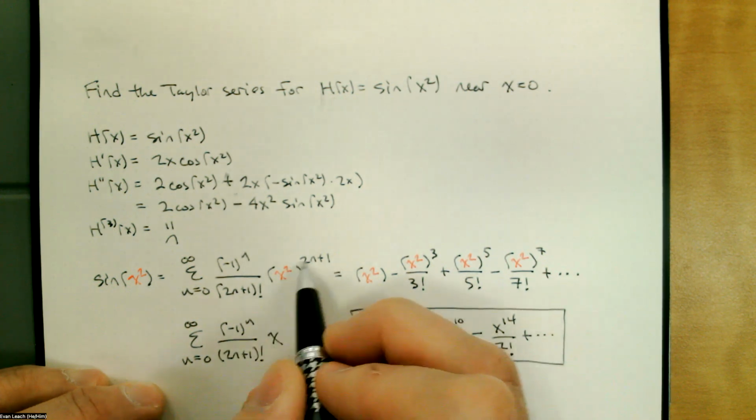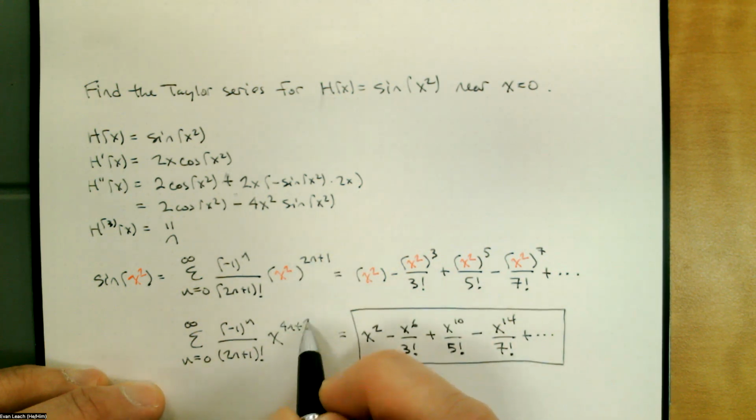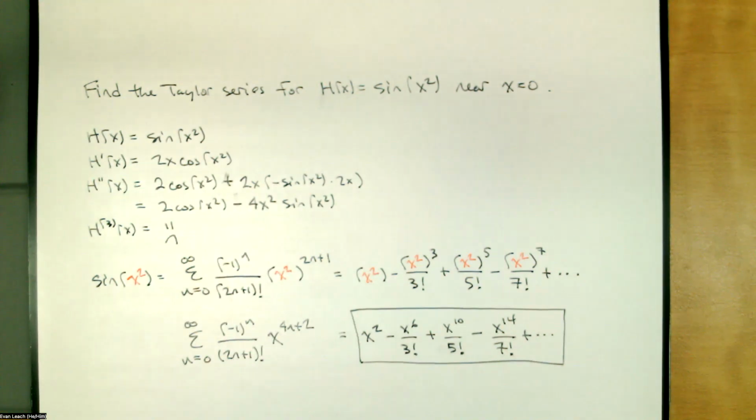But now x is being raised to the 4n plus 2. That makes sense. It's starting off at 2 and increasing by 4. We got 2, then 6, then 10, then 14. So the fact that we can just use the series representation and plug stuff into that, that's very powerful.